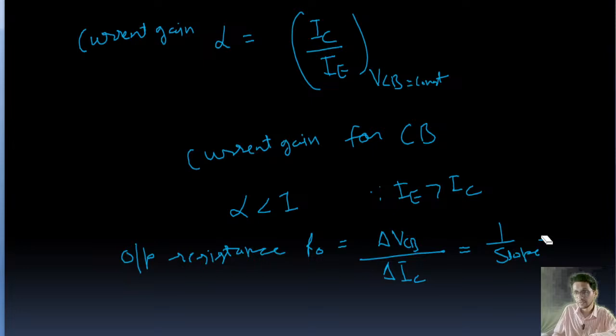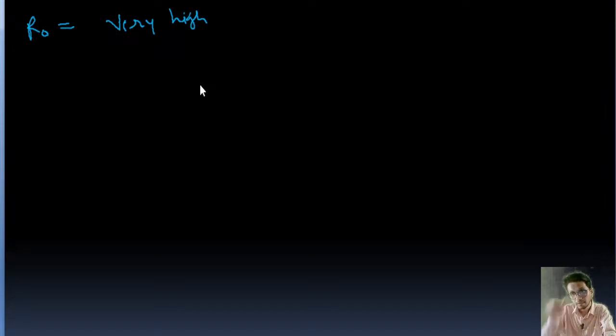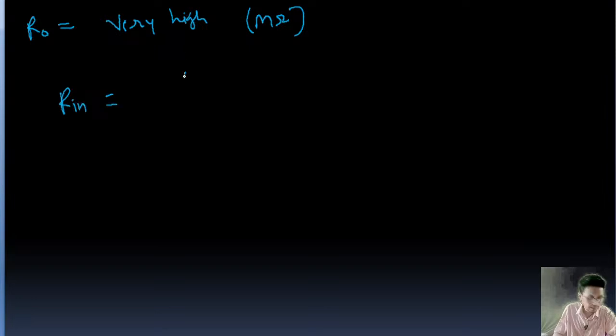So the slope is very less. It means this value is going to be very high. So R naught, the output resistance I'm talking about, is very high, and that is in the mega ohm range.